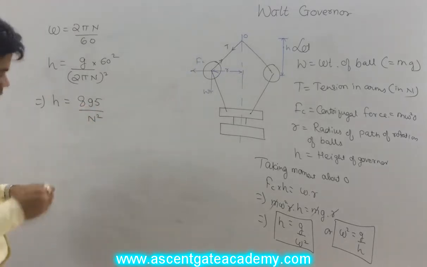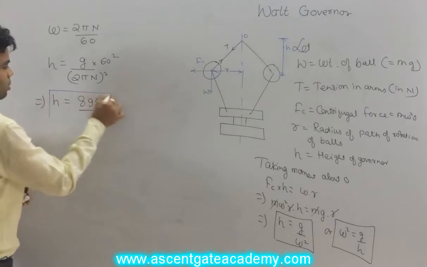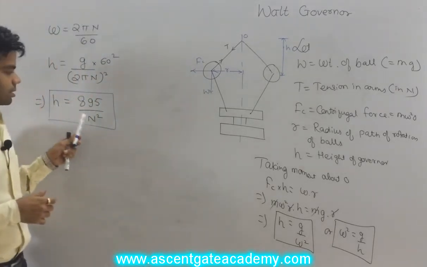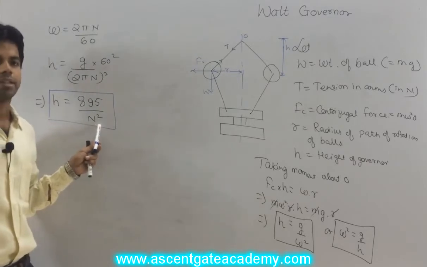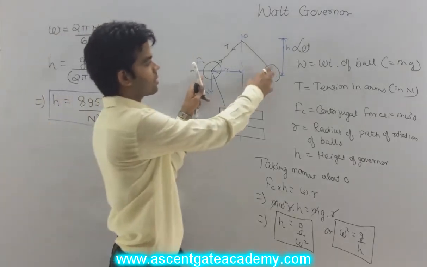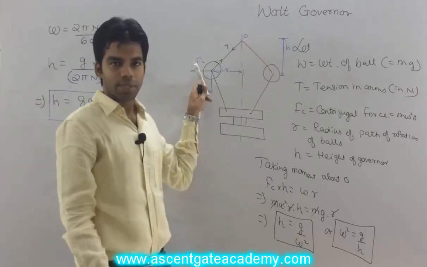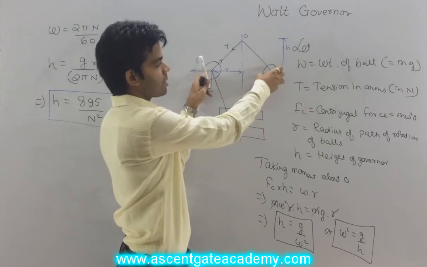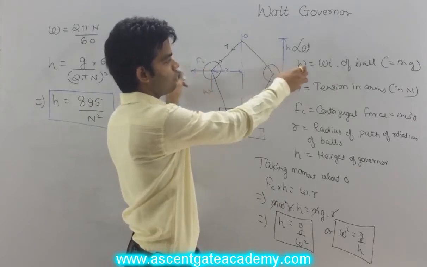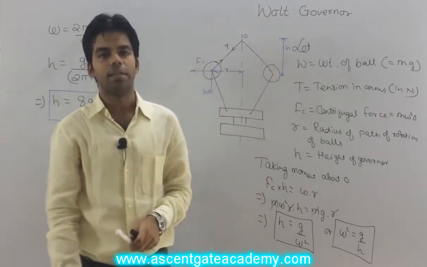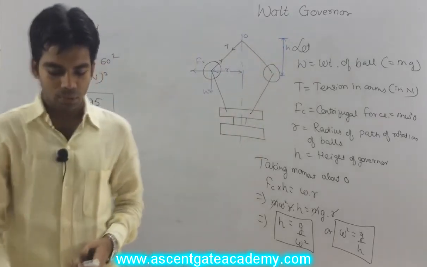So this is the expression of height, and obviously from here it is clear that the height is inversely proportional to N square. That means as the speed increases, this height will decrease, for obvious reasons. As the speed increases, more centrifugal force will act. That means the balls will move outward, the sleeve will move upward, and the value of this height will decrease. So this is about the watt governor.